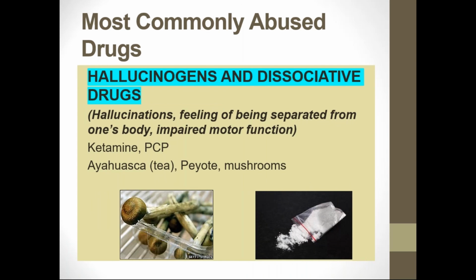Also, we have here hallucinogens and dissociative drugs. These are drugs that are very potent. They create very strong hallucinations. Sometimes people feel that they're separate from their body, and they really impair your motor function. Here you would find ketamine and PCP, and also ayahuasca. It's a tea that I think comes from Brazil, peyote, and mushrooms. So those are the most common hallucinogens.